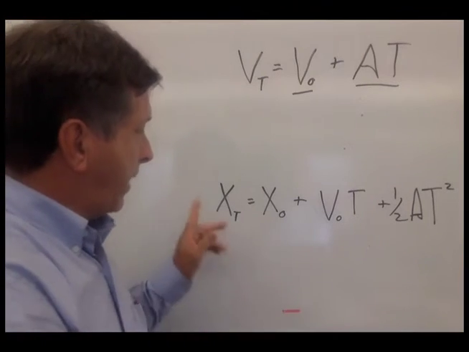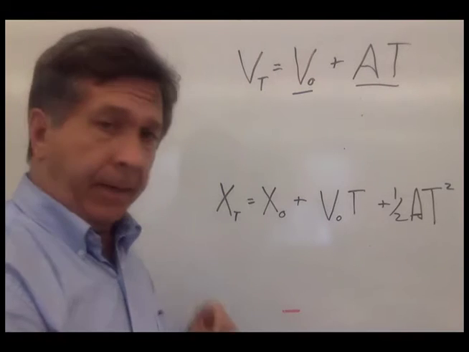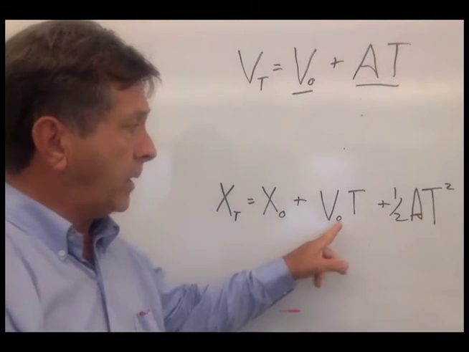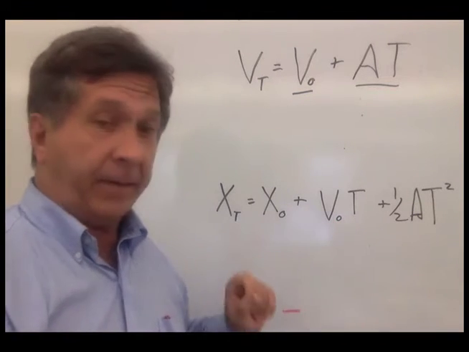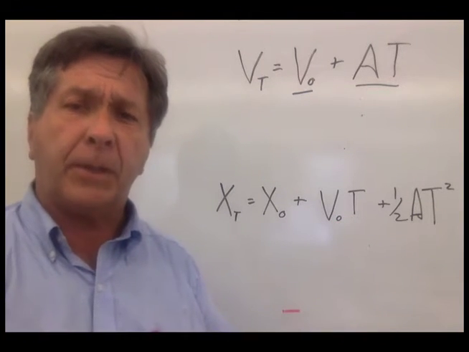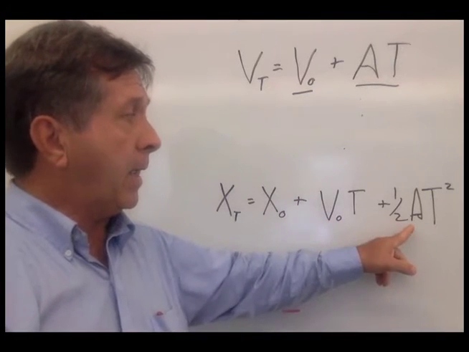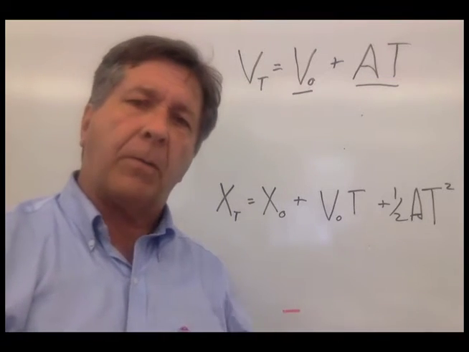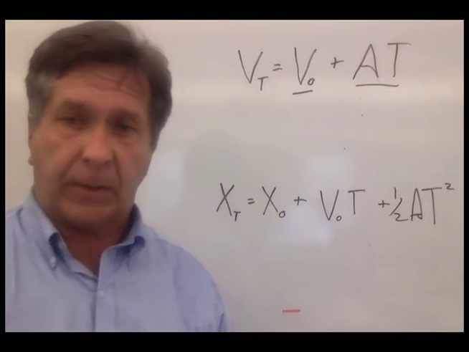On the other side, we have our position formula. Our position at time t is equal to whatever our starting position was plus whatever v naught t, plus whatever our position would be based upon the existing velocity, plus 1/2 at squared. That would be whatever our position would be as a result of the acceleration also.